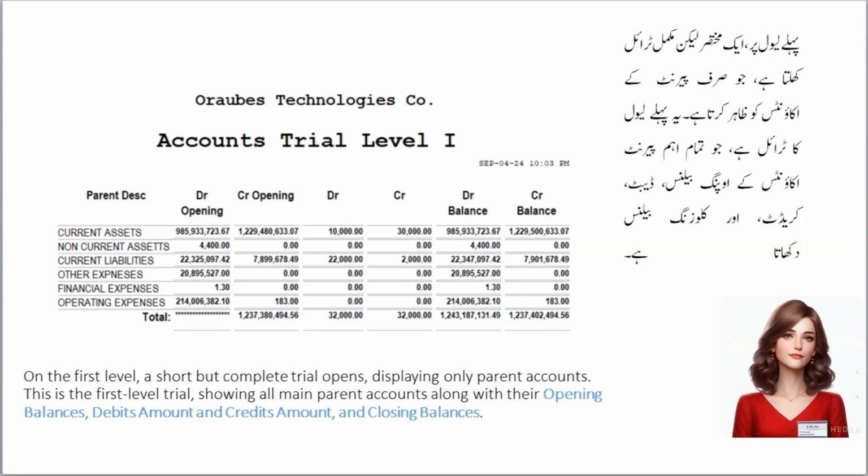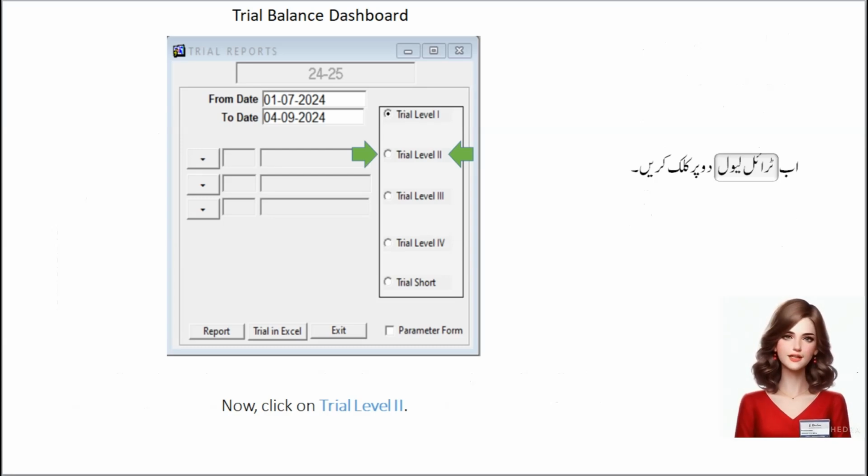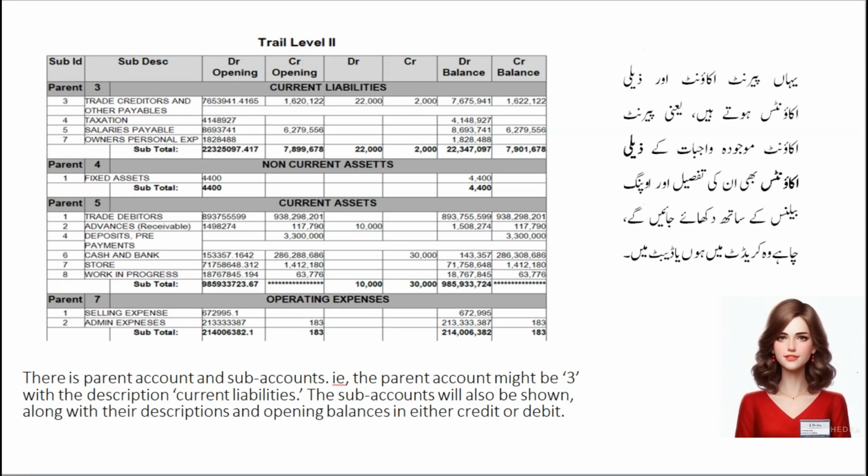This is the first level trial, showing all main parent accounts along with their opening balances, debit amounts and credit amounts, and closing balances. Now click on trial level 2. There are parent accounts and sub-accounts, i.e. the parent account might be 3 with the description current liabilities. The sub-accounts will also be shown along with their descriptions and opening balances in either credit or debit.